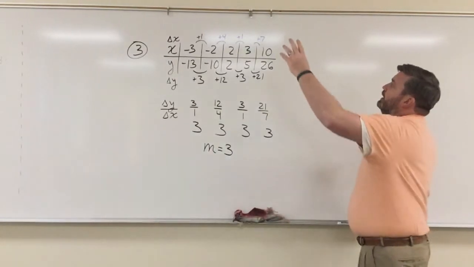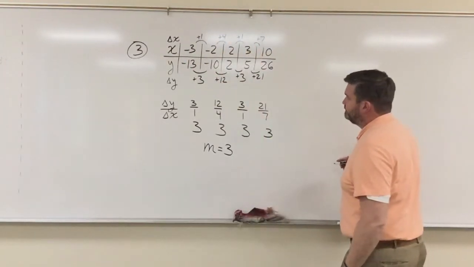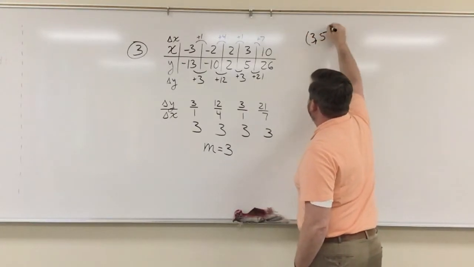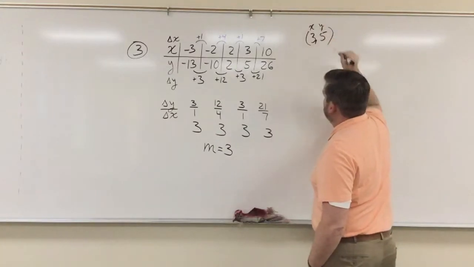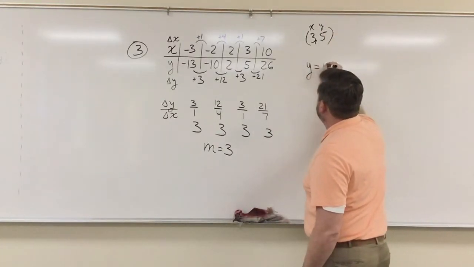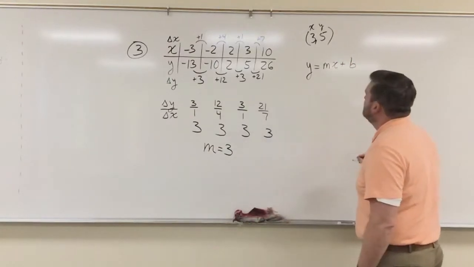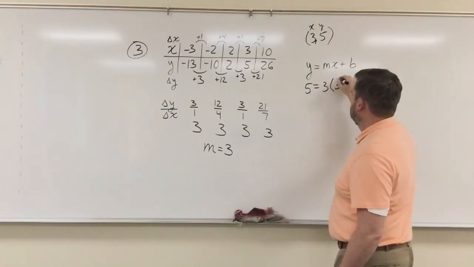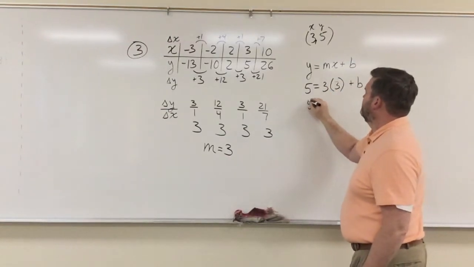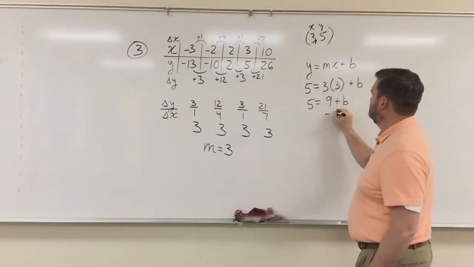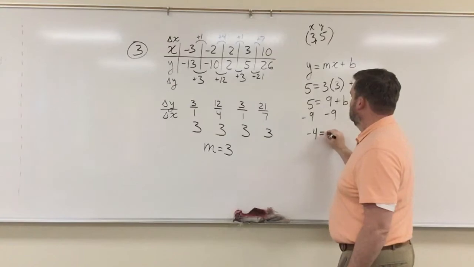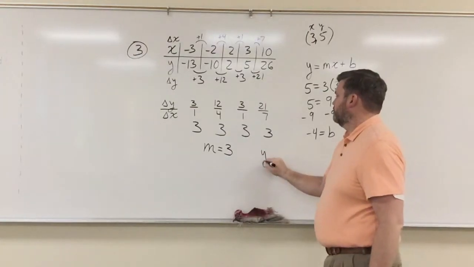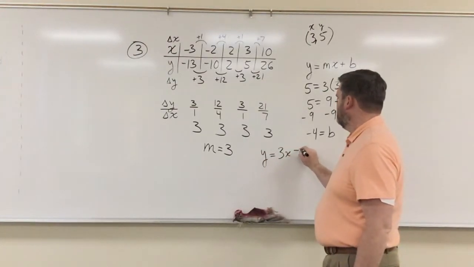Not even there. x is not 0 anywhere. So I got to do it the long way again. Let's use the point 3, 5. So there's the x value, there's the y value. So we got y equals mx plus b. y is 5, m is 3, x is also 3. 5 equals 9 plus b, subtract 9, and b is -4. There's m, there's b, so my answer is y equals 3x minus 4.